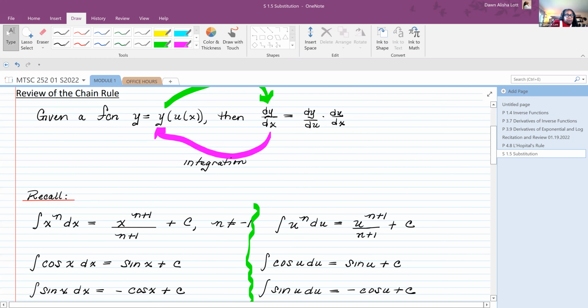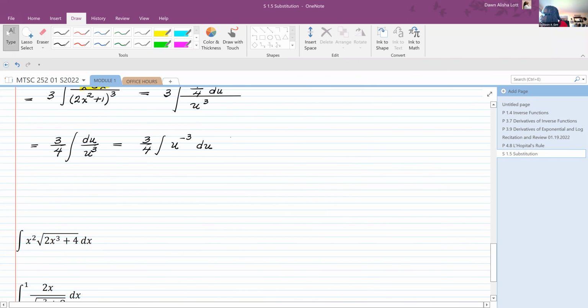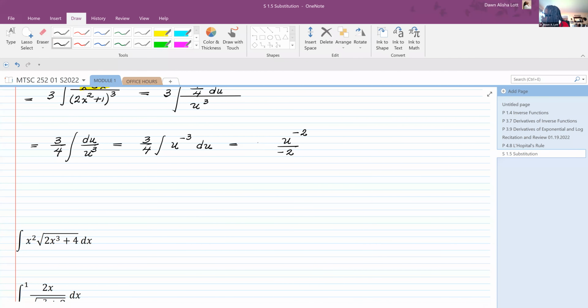There it is. Integral of x to the n is x to the n plus 1 over n plus 1. So this is going to be 3 over 4. I'm going to get the integral of u to the negative 2 because I'm going to add 1 to negative 3. Now I'm going to divide by negative 2. Plus a constant.